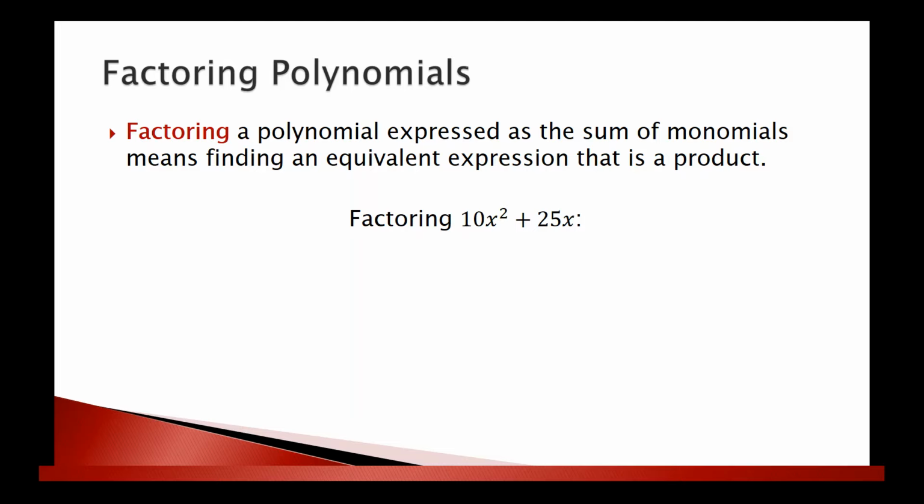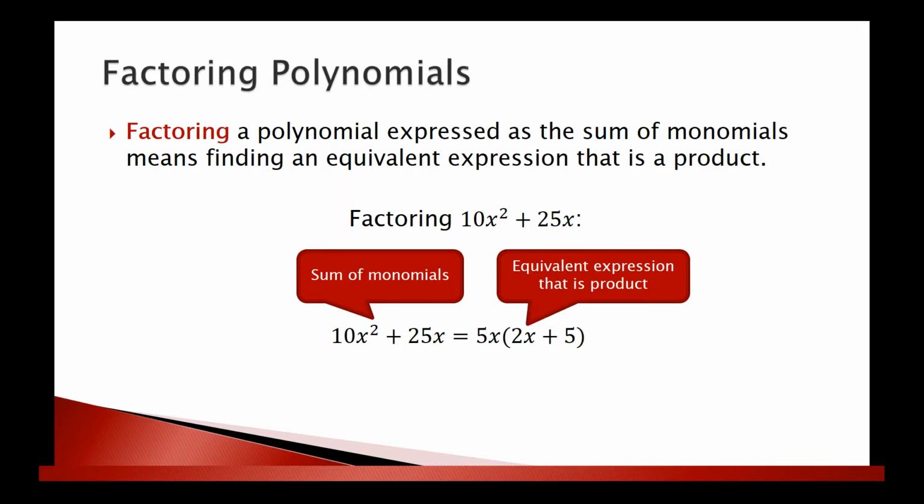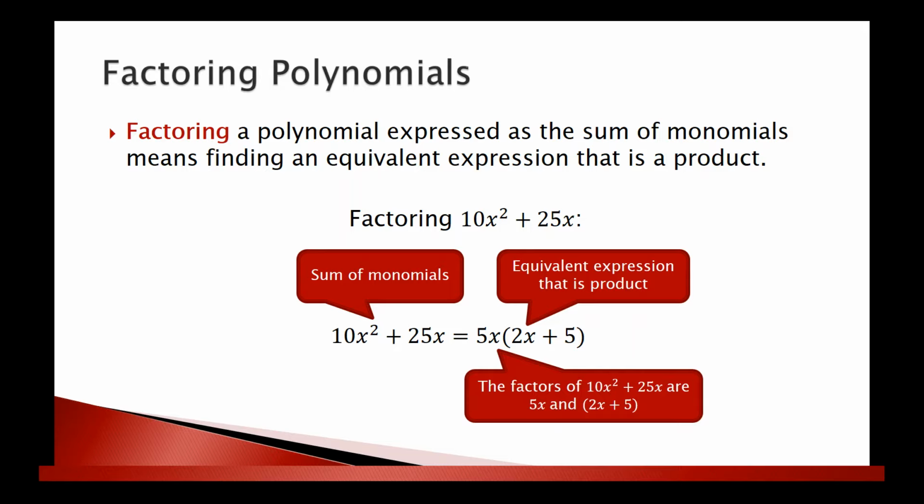For example, let's say we want to factor the polynomial 10x squared plus 25x. We can write that equals 5x times (2x plus 5). So on the left-hand side, 10x squared plus 25x is the sum of monomials, and on the right-hand side is the equivalent expression that is a product of 5x and 2x plus 5. And this 5x and 2x plus 5 are the factors of 10x squared plus 25x.